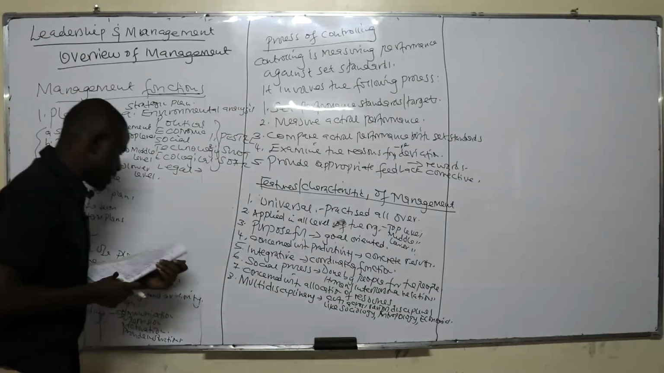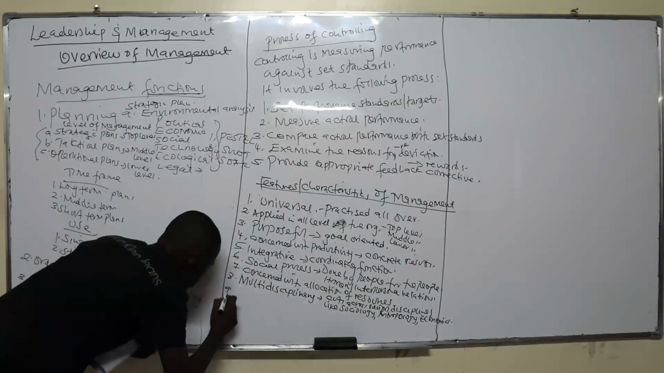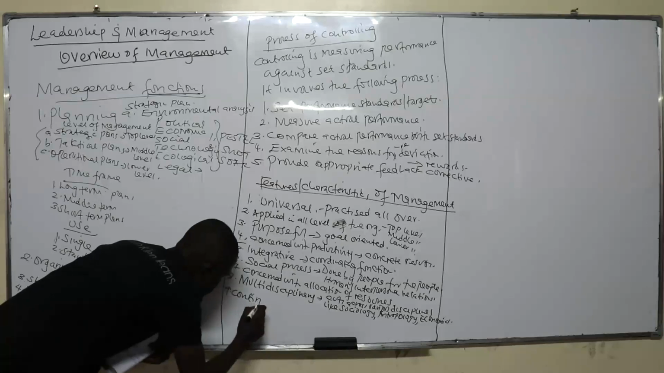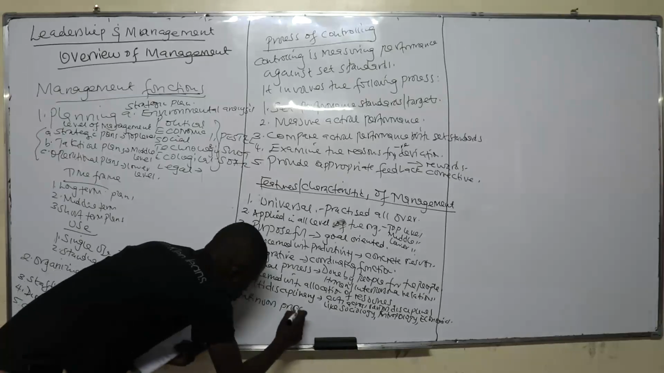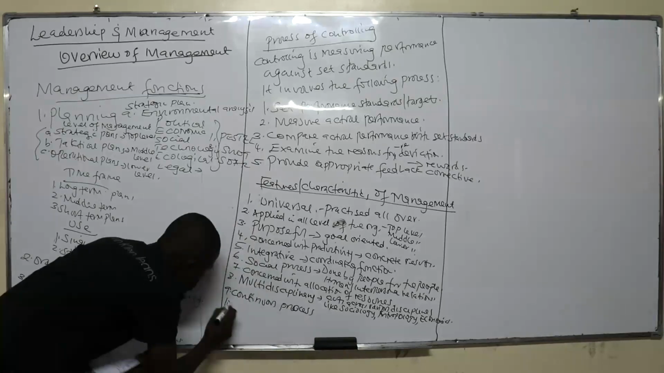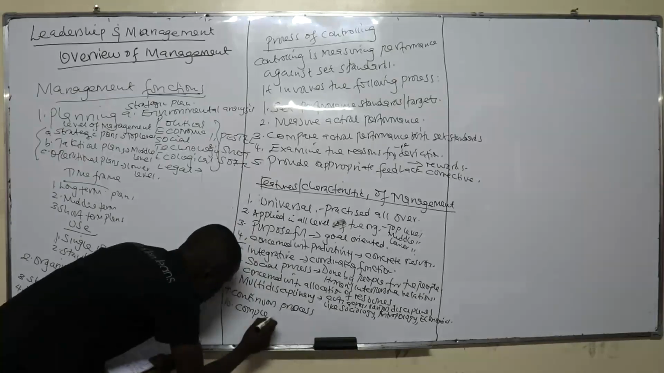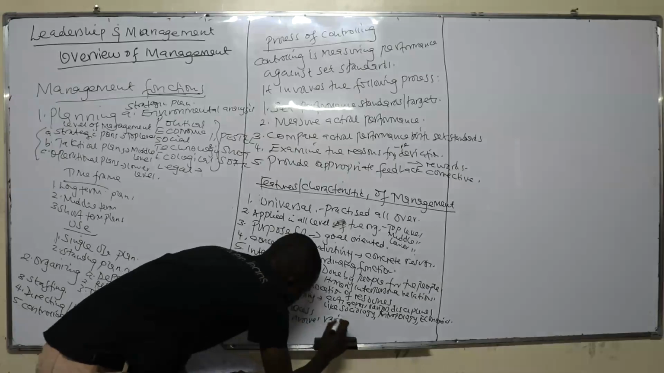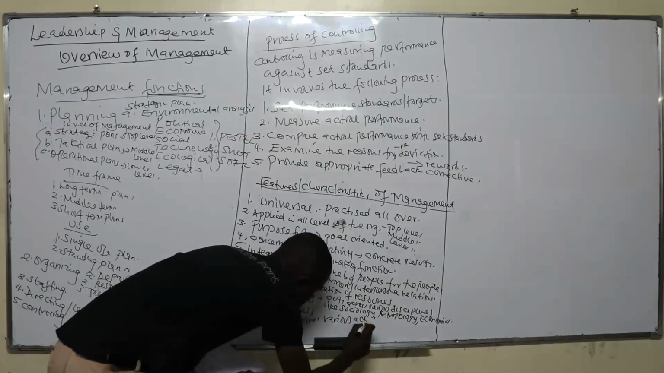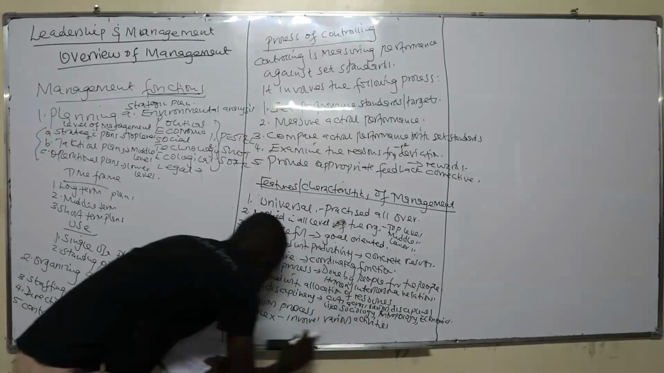Then it is a continuous process. It is also complex. That is, it involves various activities. That's what it means. And then composite.